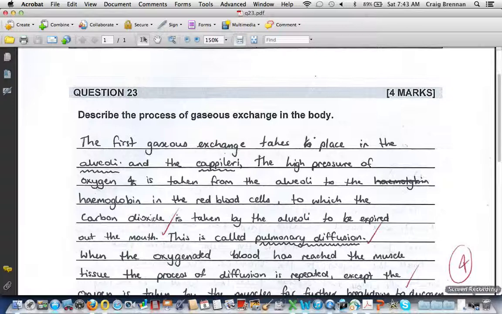So it was very poorly answered by most students, but a couple of students gave some very, very well structured responses, and they need to be commended for that.